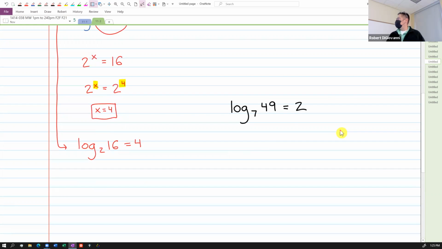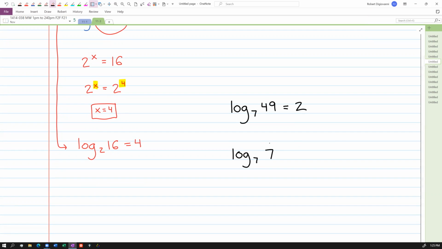Let me give you another one. What about log base 7 of 7? Tell me in words what that's asking for. Someone at home? What number do you raise 7 to get 7? Okay, Tavi, what number do you raise 7 to get 7? 1. Right? 7 to the first power. So that's not 7 times 1, right? That's 7 raised to the 1 is 7. Good.